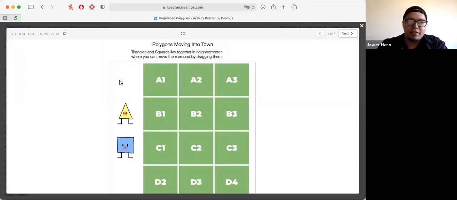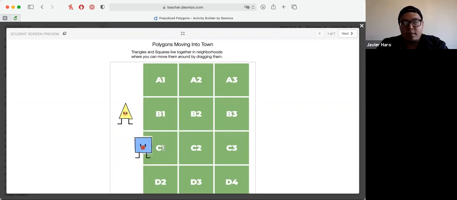Since we didn't have Math Mondays last week, this week we are doing something called Prejudiced Polygons. So we have some polygons. We have these triangles here that we can drag around, and they're going to be coming into this green neighborhood. We have these yellow triangles, and we have these bluish squares that will also be in this, that we're going to be putting in these neighborhoods. Okay, so these triangles and squares are going to be sharing the same neighborhood.